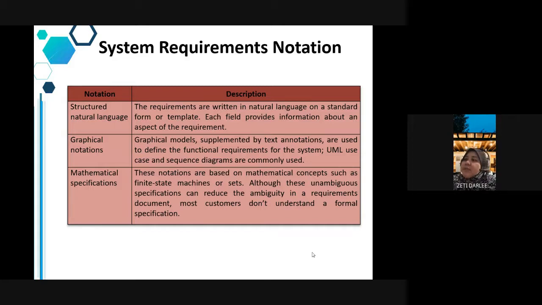Graphical notations, biasalah kita ada graphical models seperti flowchart ke, any types of diagrams ke, ya, yang kita akan belajar ni adalah UML. Unified modeling language is a type of language. Use case is the diagram. Yeah, use case diagram. Sequence diagrams are commonly used. And then you also have the third type of notation, which is the formulation, the formula, the mathematical specification.